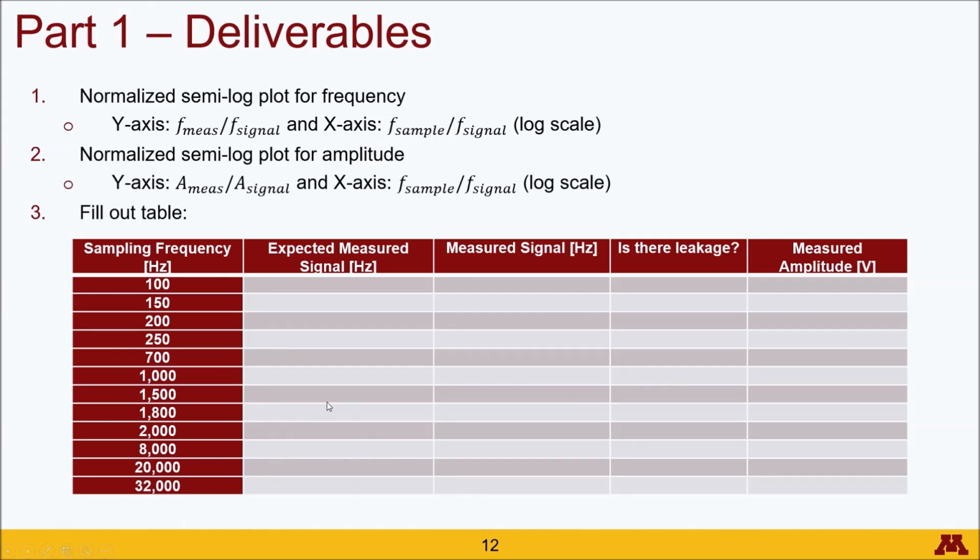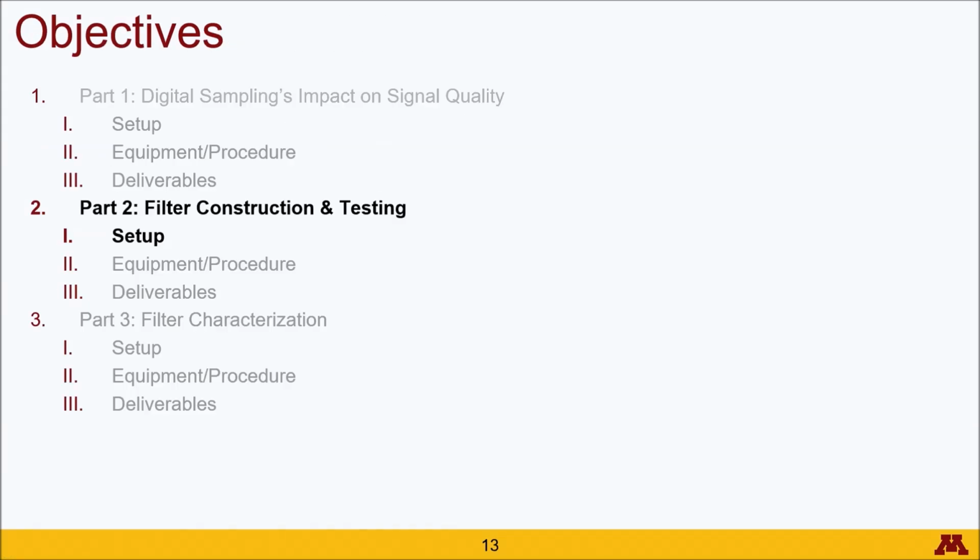But then once you get into the lower frequencies, you'll want to use that aliased equation in order to determine what the expectation is. Then you'll want to give the measured signal, so whatever frequency that peak occurs at. Use the leakage equation to determine if you expect there to be leakage, and then give the measured amplitude at that peak. So now we'll move into part 2 with the setup.